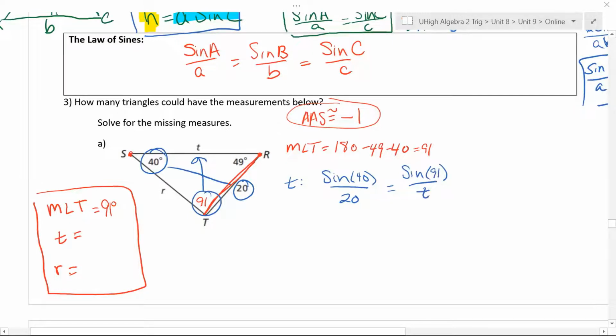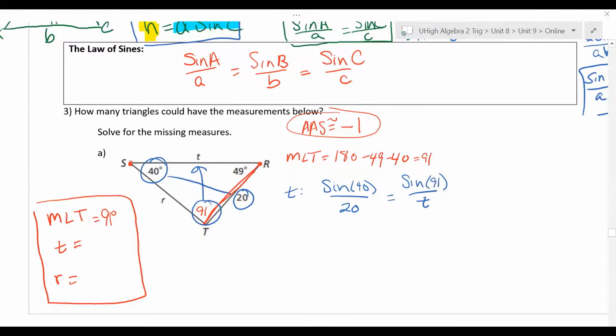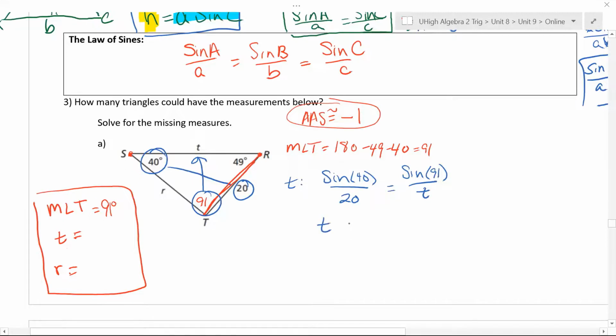And now I'm just solving my ratio, so I can use cross products right here. And I can say that T times the sine of 40 equals 20 times the sine of 91. And now I want to solve for T, so I'm going to divide both sides by the sine of 40.